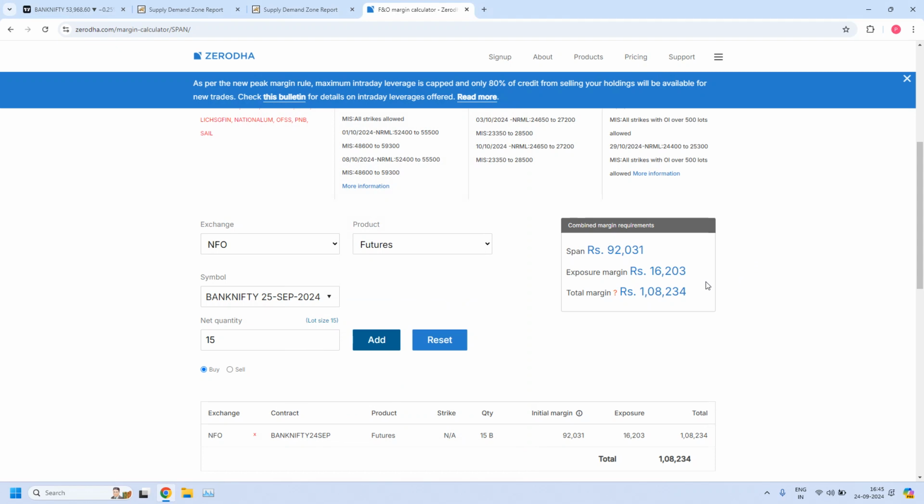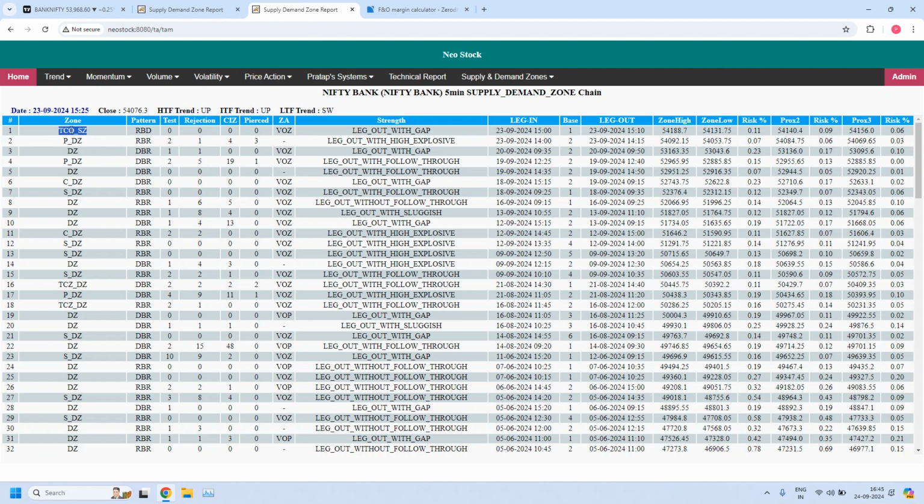How much money did you pay for the monthly subscription for this software? 5,000. Almost with a shortage of 500 rupees, you got that money. If you really focused on this trade, you would have got this in your Bank Nifty.